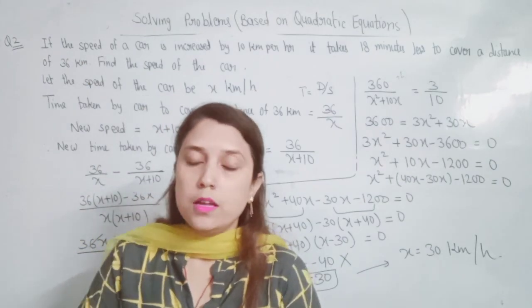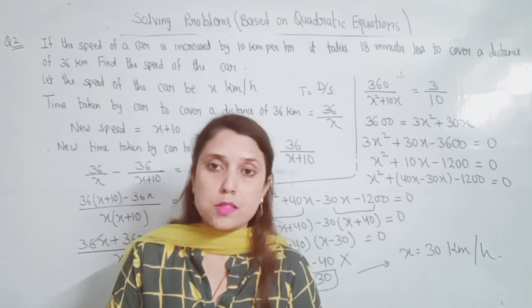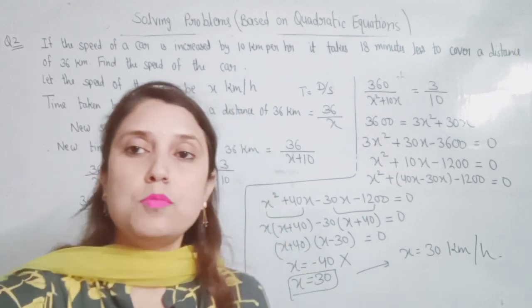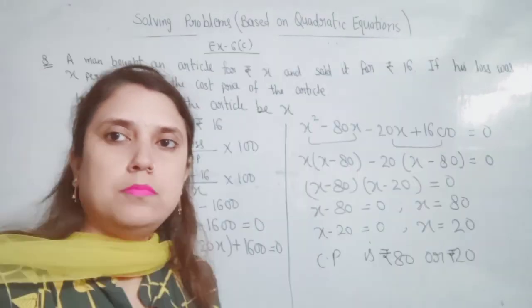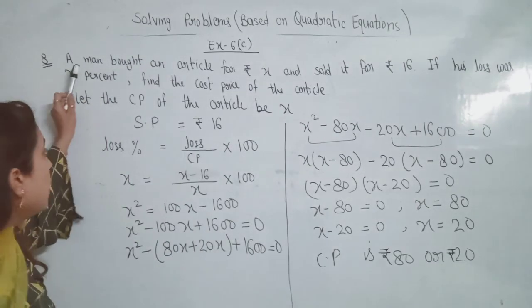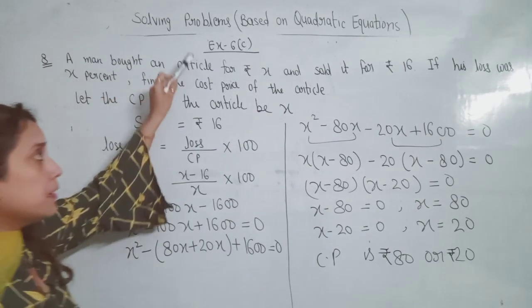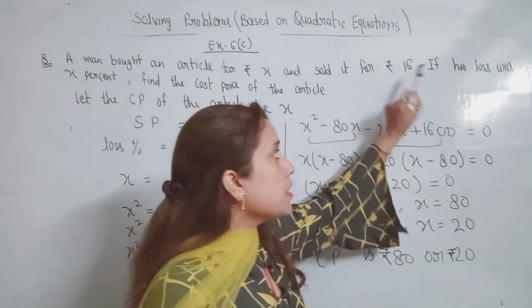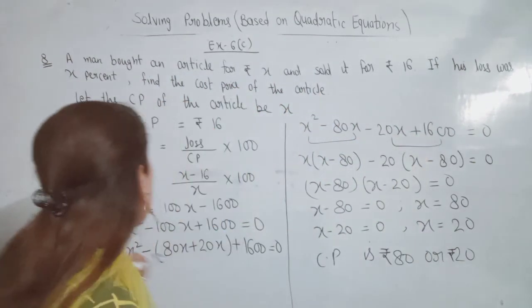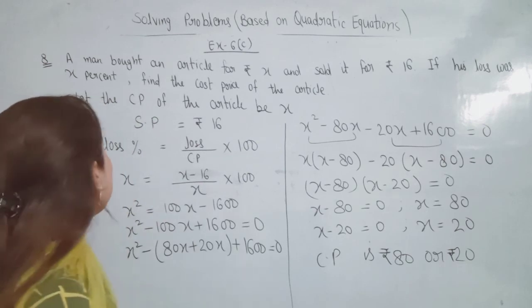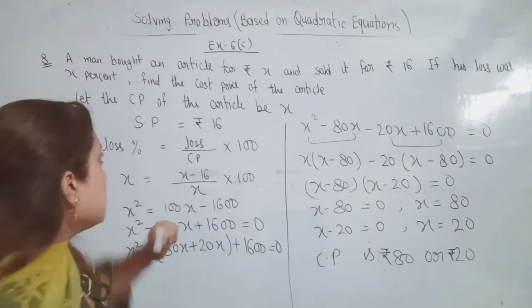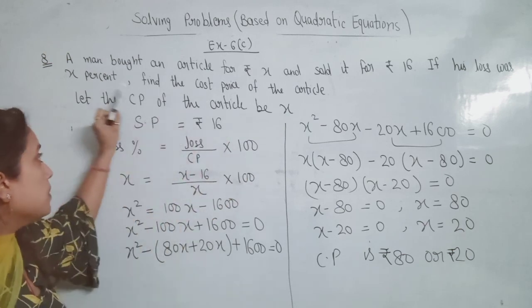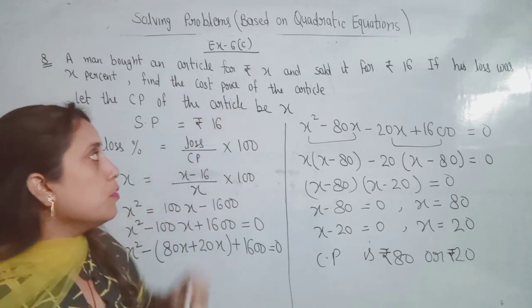Okay, now let's do the next question. This is the last question for today. The question is: a man bought an article for rupees x and sold it for rupees 16. Its loss was x percent. Find the cost price of the article.